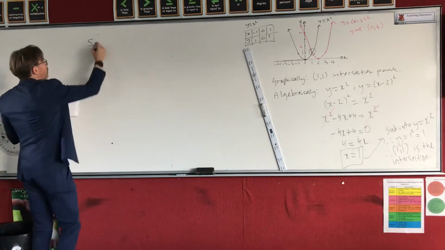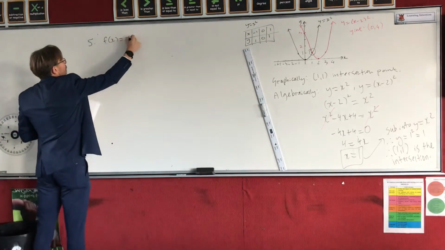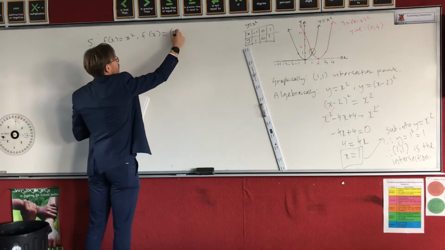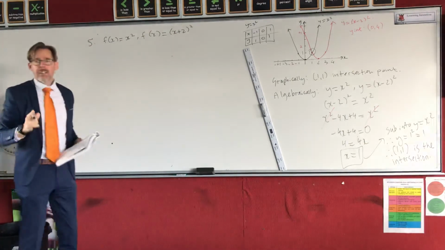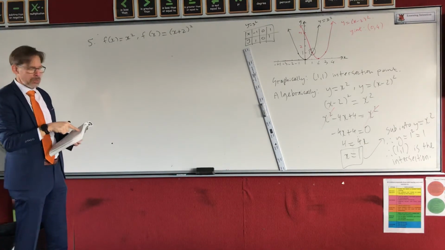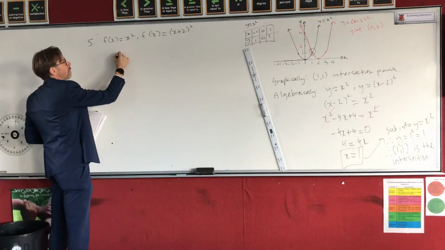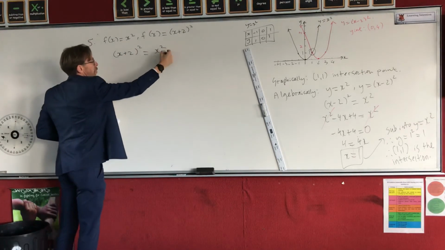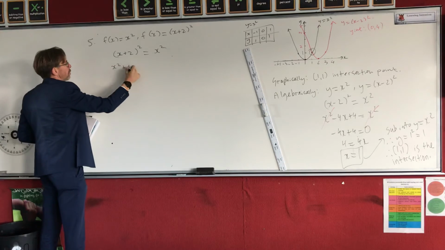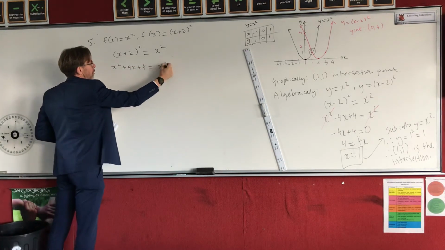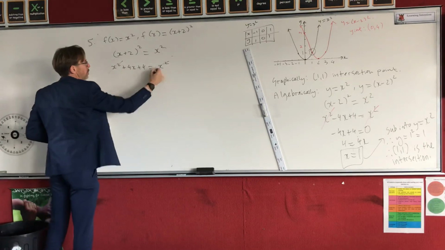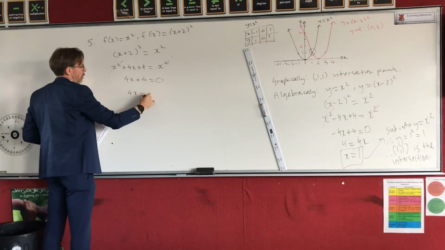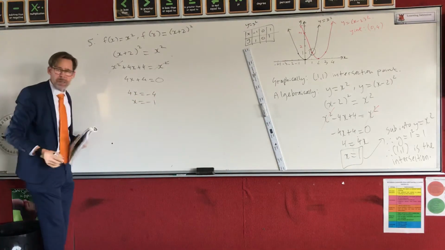So here we've got f(x) = x² and f(x) = (x + 2)². So the question is, find any points of intersection between these functions. Well, I'm going to equate them using simultaneous equations here. Just like in the other one, so you get x² + 4x + 4 = x². They cancel, so you're going to get 4x + 4 = 0. 4x = −4, x = −1.